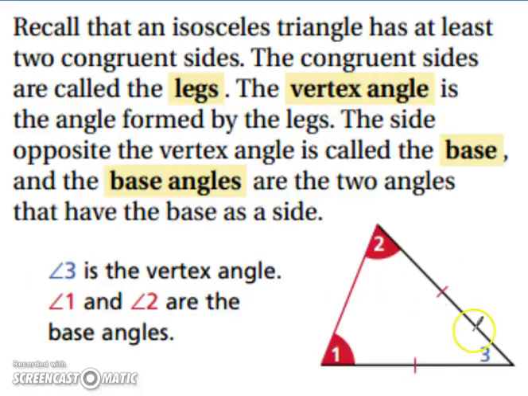So looking at this figure might help. Angle 3 is our vertex angle. These are our two congruent sides for the isosceles triangle. Our base angles would be 1 and 2 because our base is across from 3.